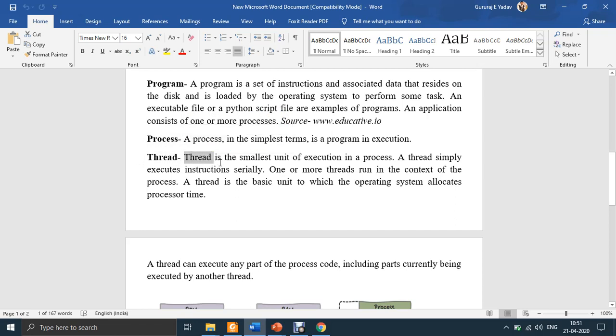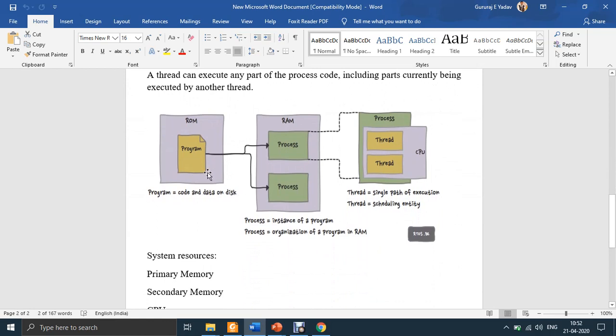So what is a thread? A thread is the smallest unit of execution, similar to a cell. A thread simply executes instructions serially, so it is serial execution of instructions. To brief, this is the diagram as shown. A program can have multiple processes, and a process can have multiple threads also.